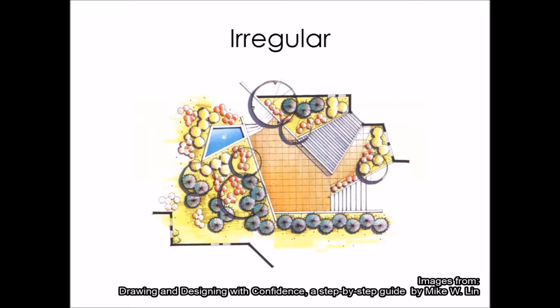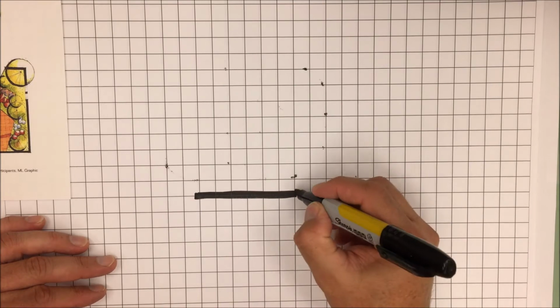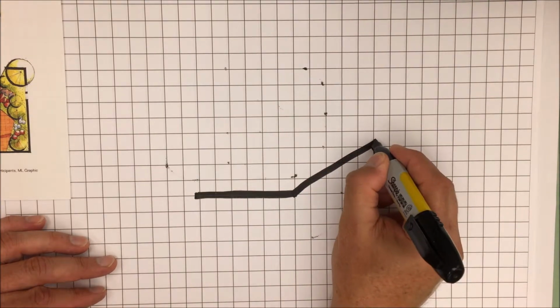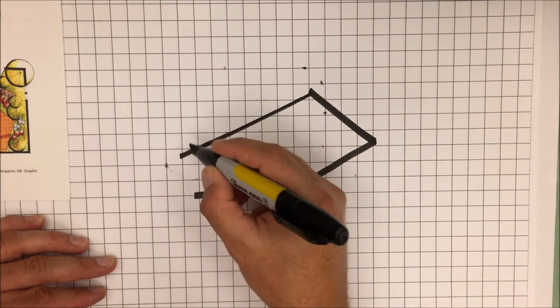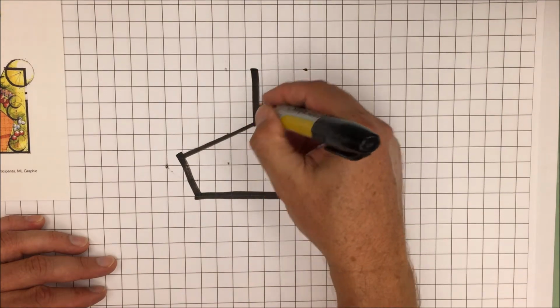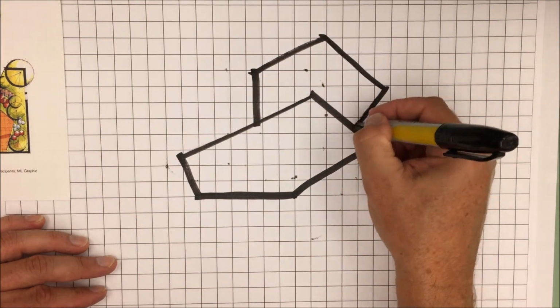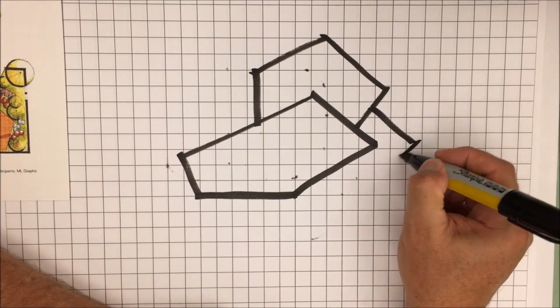There are other geometries as well, including irregular, which uses a series of irregular angles. It's nice to keep the grid as a base, but you could go along the grid and then angle from that, and you have a series of geometry that works off of that.